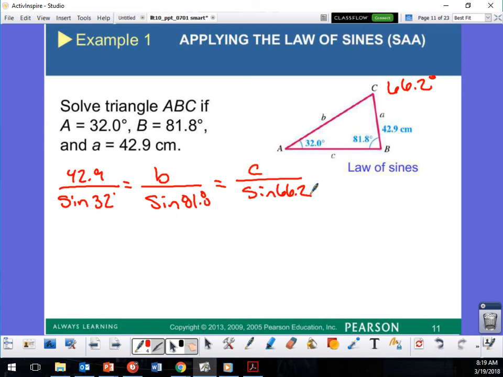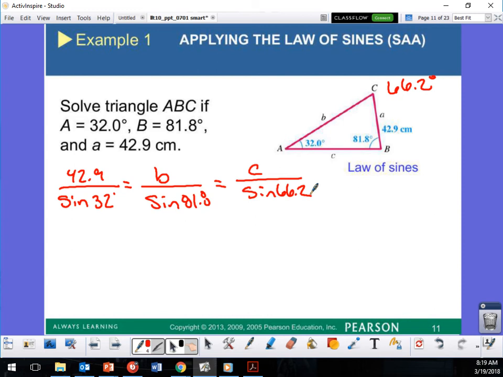Did I lose anyone? Anyone have questions? I'm just putting them together, and right now I have everything I need to solve it. Are the degrees always going to be on the bottom? Yes, all of these are going to be on the bottom. Some reference sheets have them all flipped over, with your angles on top, so it'd be sine 32 over 42.9. But they're all ratios. As long as we have them all formatted the same way, it's going to work out.